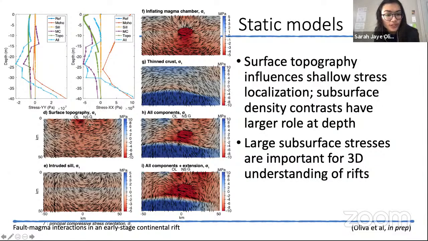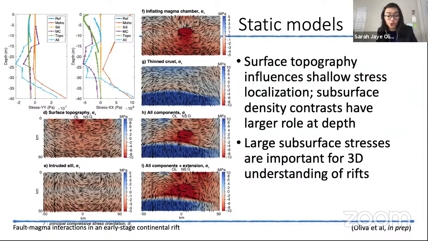When you add them together, they cancel out in some areas and highlight stresses in others. In this case, they highlight higher stresses in the region between Oldonyo-Lengai and Galai. Once you add extension, that increases the stress in some areas. I should mention, sorry, that the black lines on this plot are the direction of sigma 1, the principal stress direction.